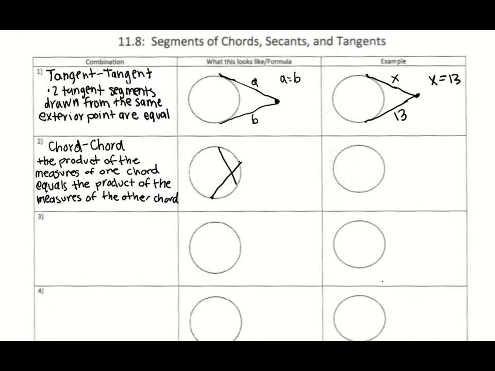So if we have a chord that looks like this and this, and we label the parts of our chord as C, B, A, and D. In this case, our product of the measures of one chord, so A times B, is equal to the product of the measures of the other chord. So A times B equals C times D.